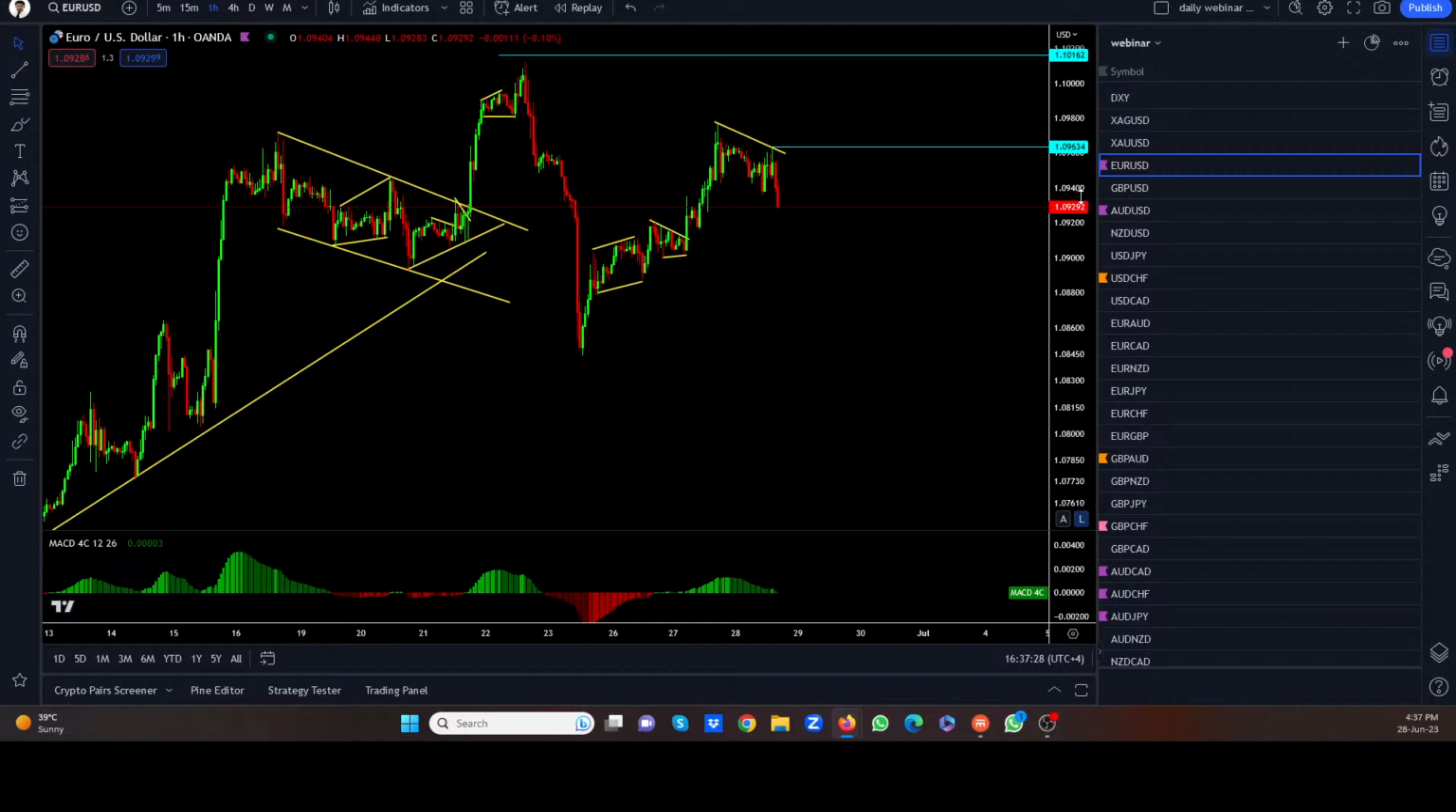Please look at Euro USD sell side and Nasdaq sell side. I just did the Euro USD. It's not a sell as yet. Wait for a flag now. Now that it's broken that low, you wait for a flag.